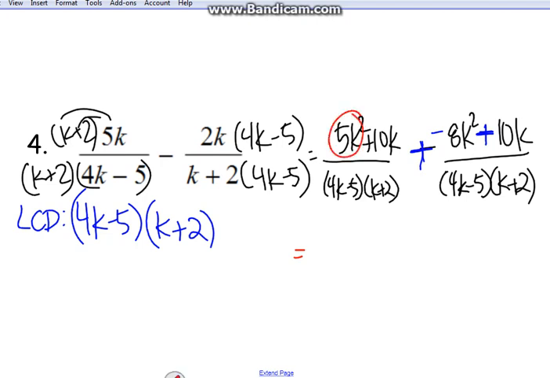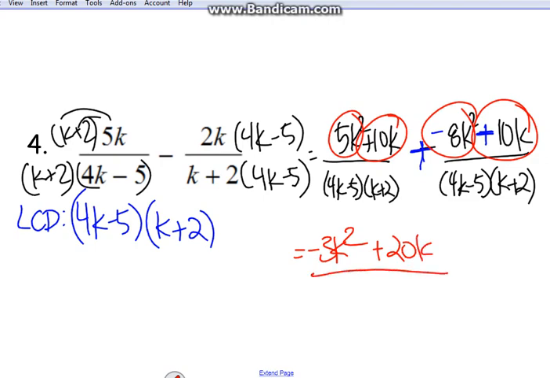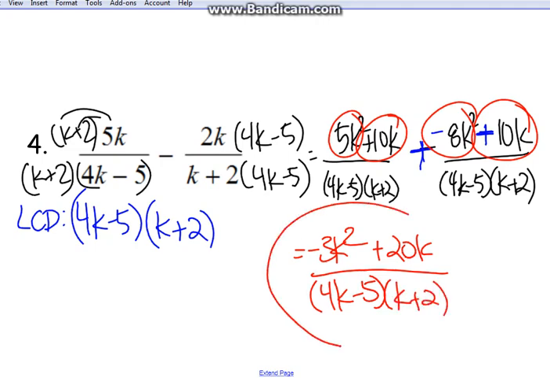So now 5k squared minus 8k squared gives me a negative 3k squared. But now this is a little bit more clear. 10k plus 10k gives me 20k. All of that over the same denominator. Nothing changes there. 4k minus 5 times k plus 2. And there we are. And that's it.